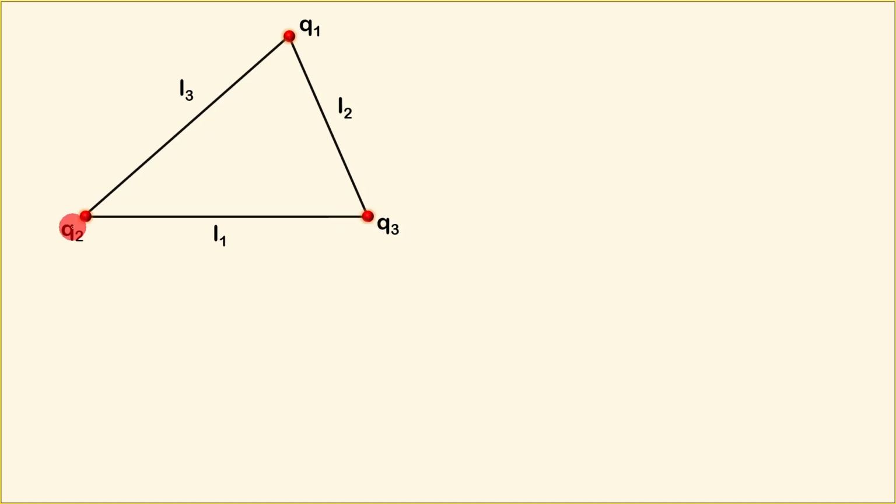First, the force that q2 will apply on q3. There is an interaction between charges q2 and q3, and the distance between them is L1. All the charges are positive, so the force will be repulsive. I'm calling this force F1, taking the notation based on the distance between the charges. Since the distance between these two is L1, this force is F1. Similarly, between these two charges there will be a repulsive force along this direction, and I call this force F2 because the length between them is L2.